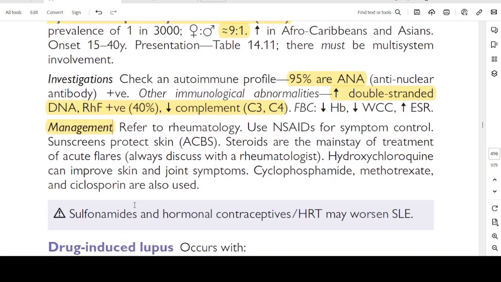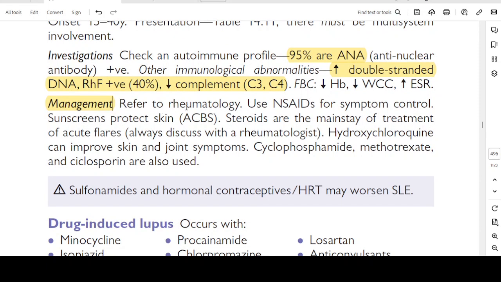For SLE, refer to rheumatology. Use an NSAID for symptom control. Sunscreen protects the skin. Steroids are the mainstay of treatment of acute flares. Always discuss with a rheumatologist. Hydroxychloroquine can improve the skin and joint symptoms in SLE.